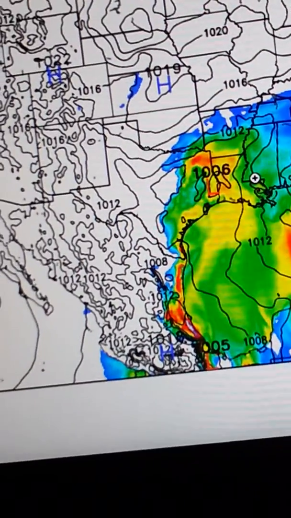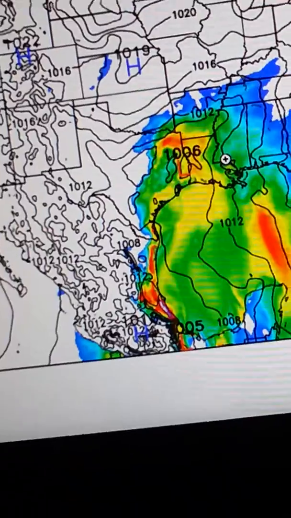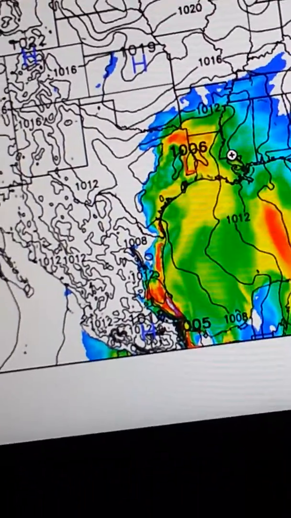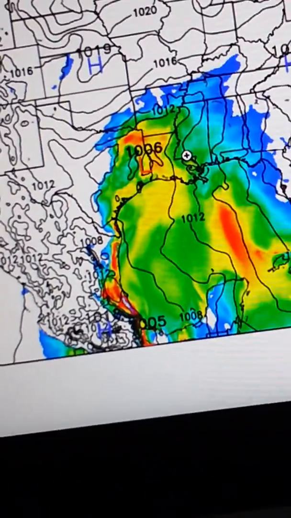to create some severe thunderstorms across eastern Texas, Louisiana, southeastern Oklahoma, and southern Arkansas, and western Alabama possibly by Friday evening, tomorrow. Okay, so that's number 3.